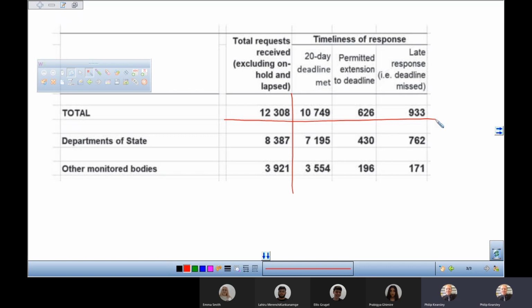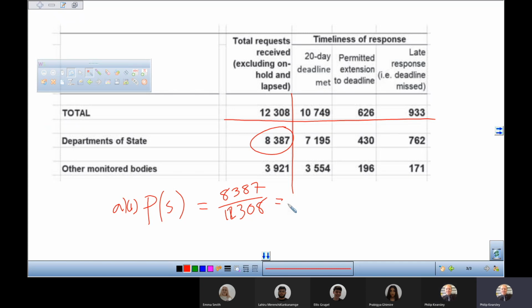First question, what's the chance of S? S is directed to Department of State. So the probability of S is 8,387 over a grand total of 12,308. It's real life data we're talking about here, people. Nasty, nasty numbers. What's next? Probability of L dash.